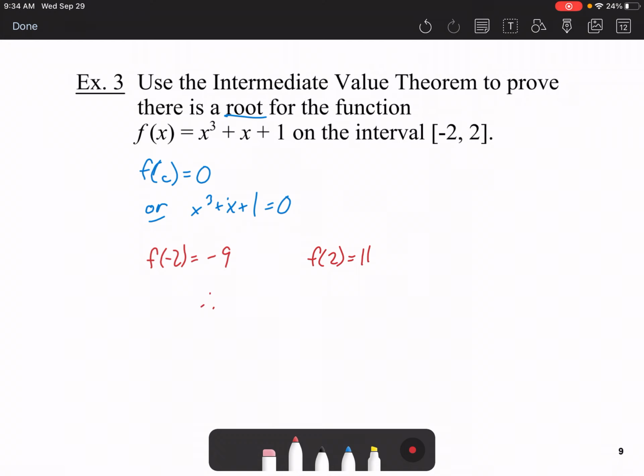So therefore, by the intermediate value theorem, or IVT as a short form, -9 is less than f at c, which is less than 11. So therefore, the value of c where f at c equals 0 exists. And we'll show you how you can actually find that value of c later on. Okay? And thus concludes this lesson.